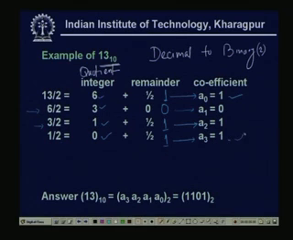A3. So, in reverse order, that means A3, A2, A1 is 0. This is my A3, A2, A1 is 0. So, this is 1, 1, 0, 1, 1, 1, 0, 1.